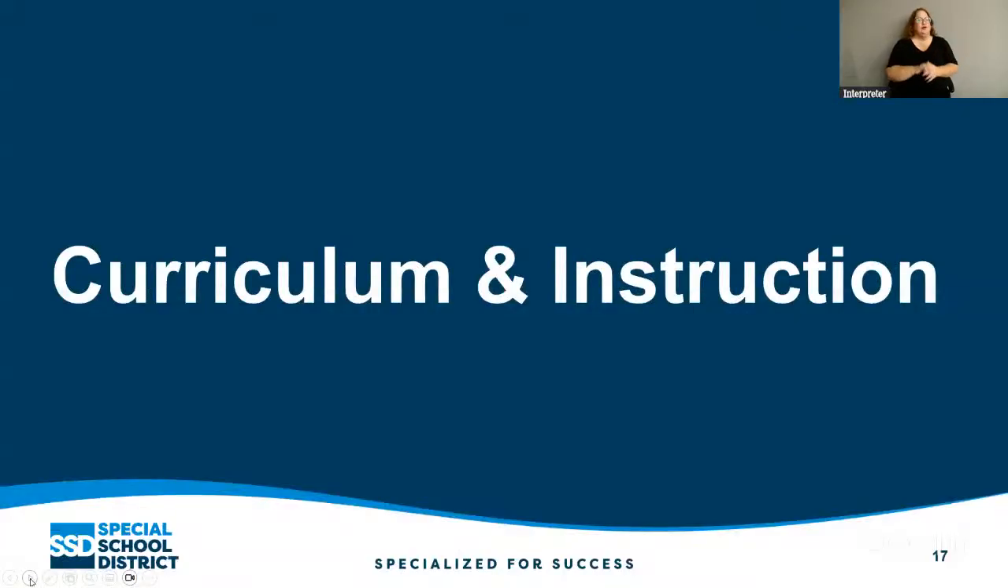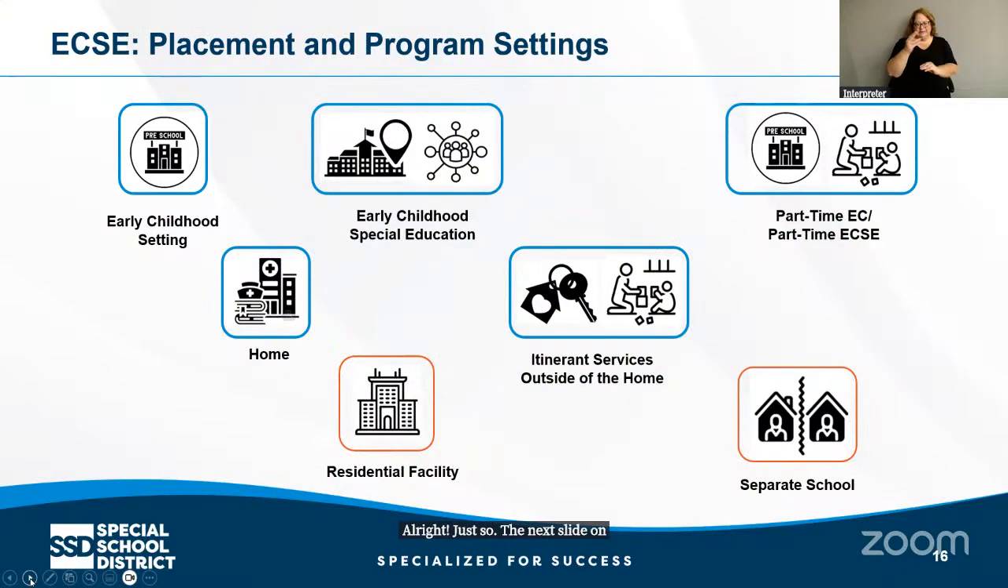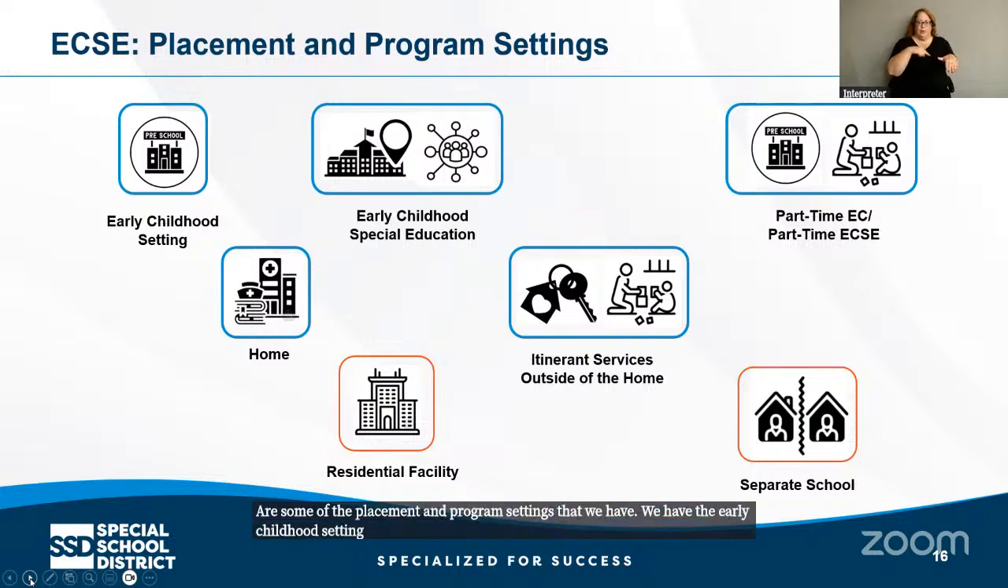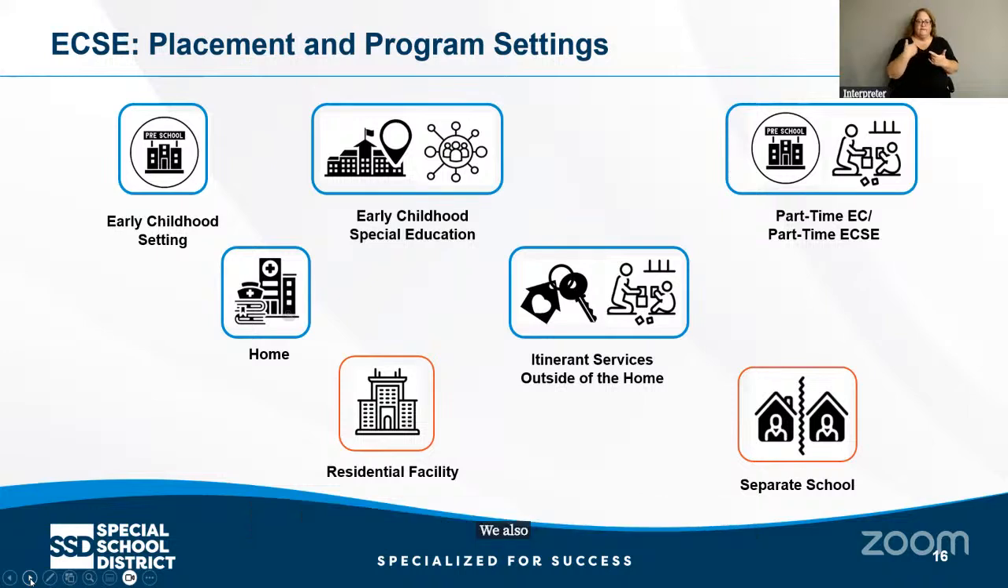All right, awesome. On the next slide, slide 16, these are some of the placement and program settings that we have. We have the early childhood setting where we provide services, and the early childhood special education setting. We provide services within the home, residential facilities, itinerant services outside of the home, part-time early childhood as well as part-time early childhood special education, and separate schools. So those are all of the settings.